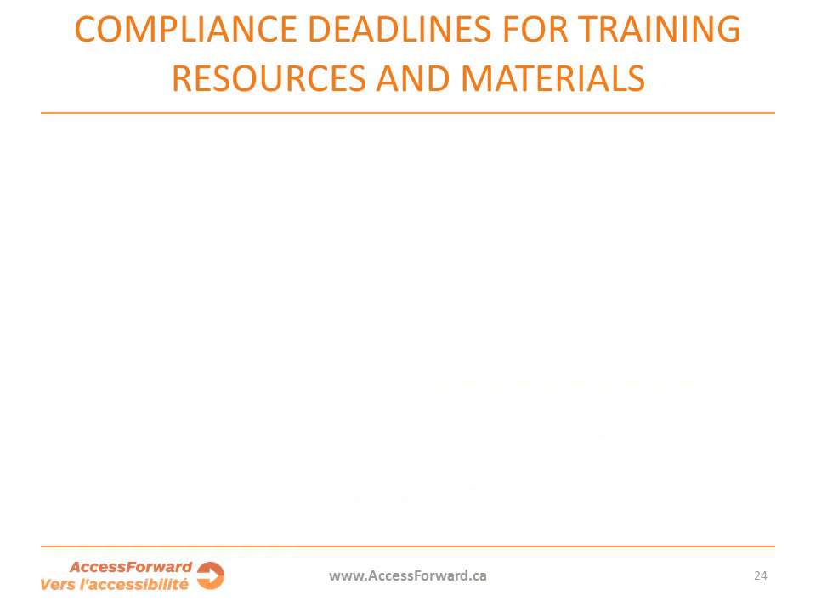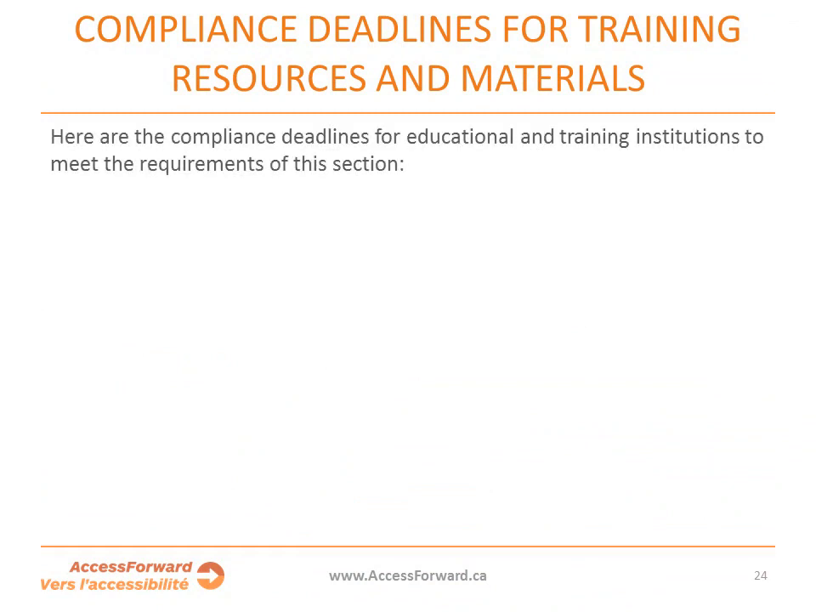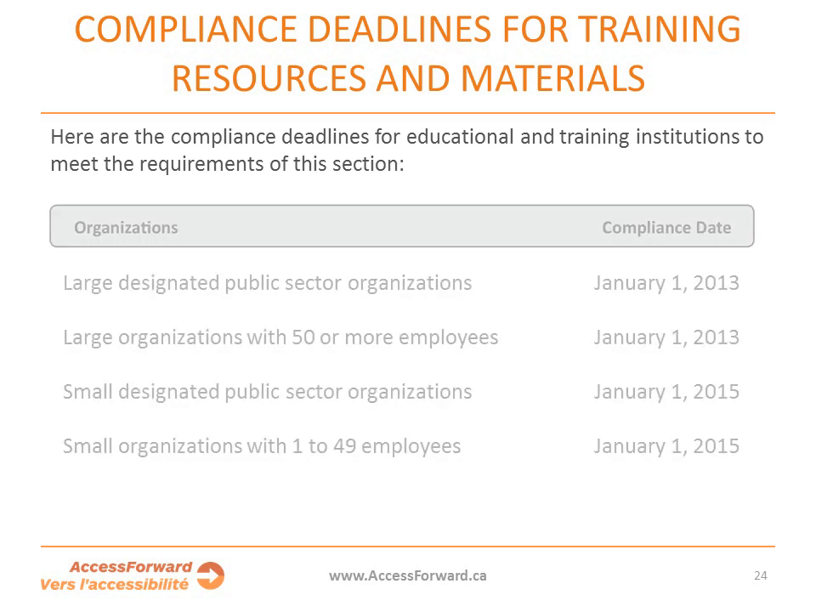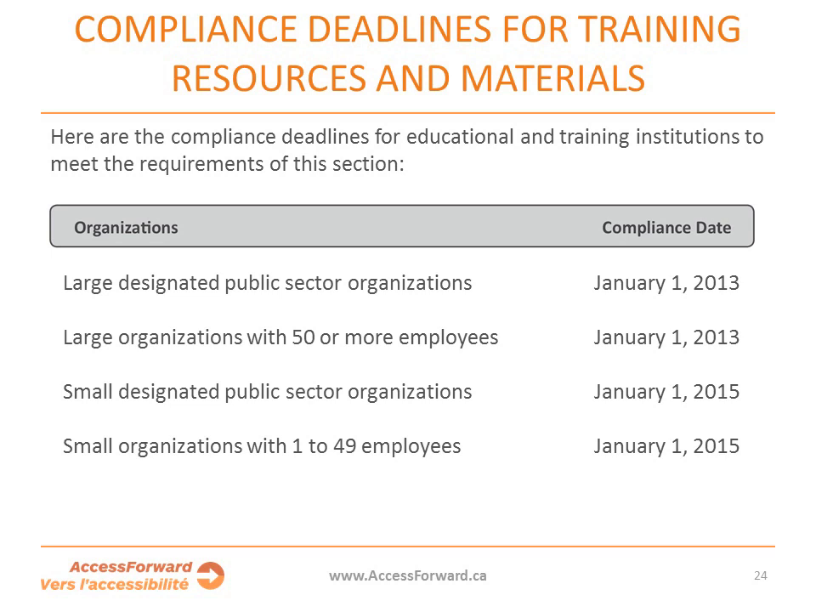Compliance deadlines for training resources and materials. Here are the compliance deadlines for educational and training institutions to meet the requirements of this section. Large designated public sector organizations must comply by January 1st, 2013. Large organizations with 50 or more employees must comply by January 1st, 2013. Small designated public sector organizations must comply by January 1st, 2015. Small organizations with 1 to 49 employees must comply by January 1st, 2015.